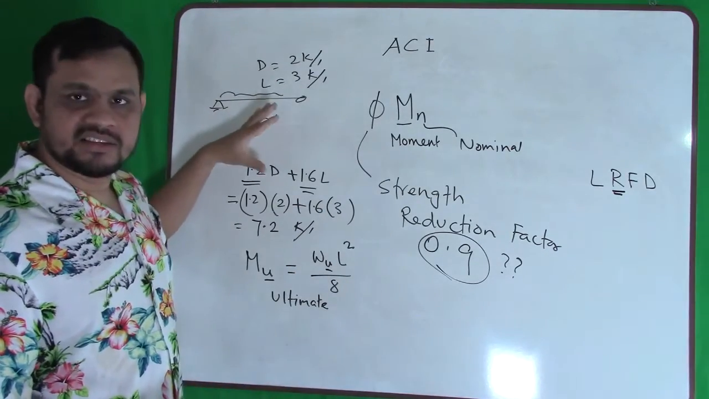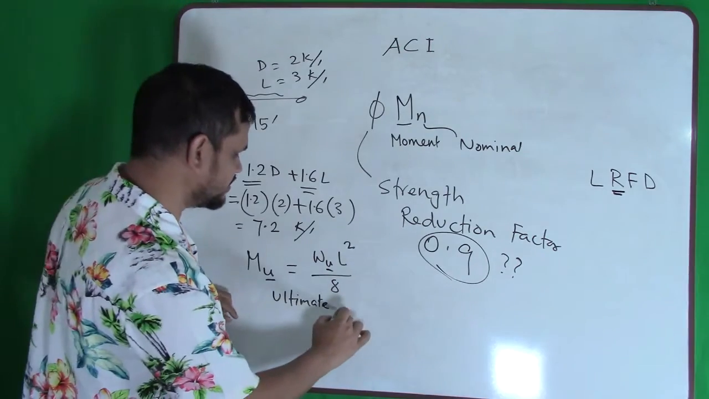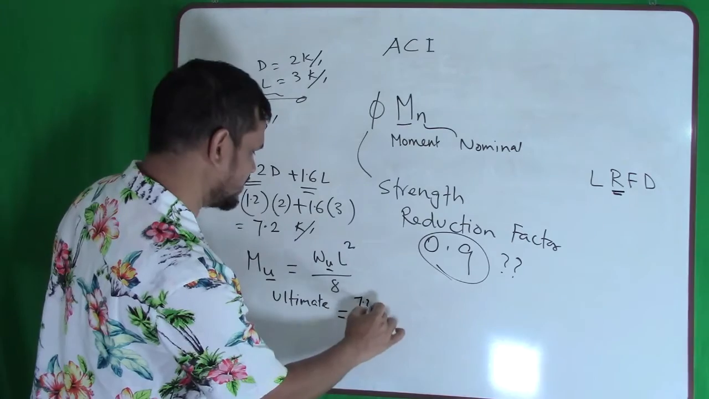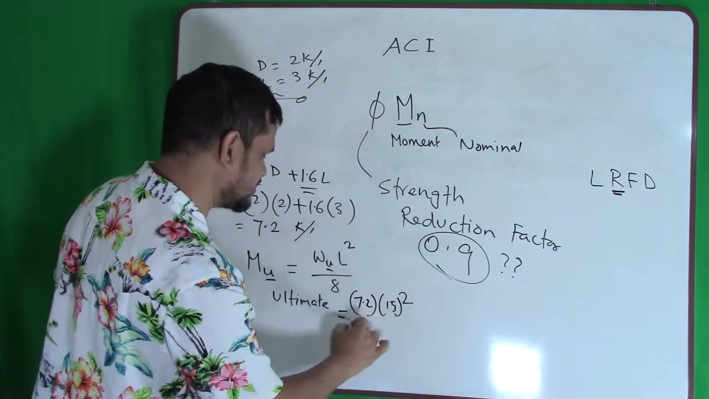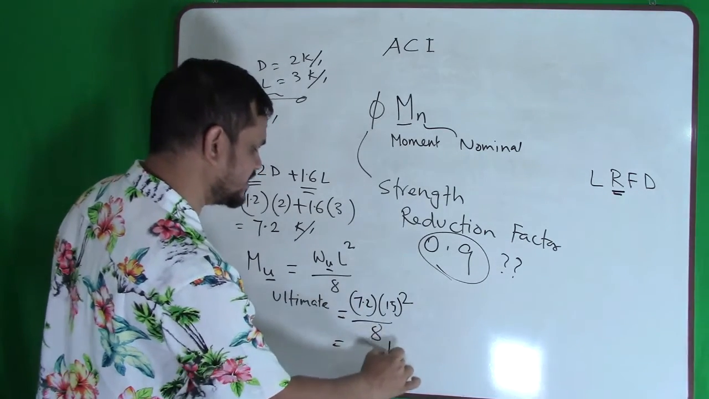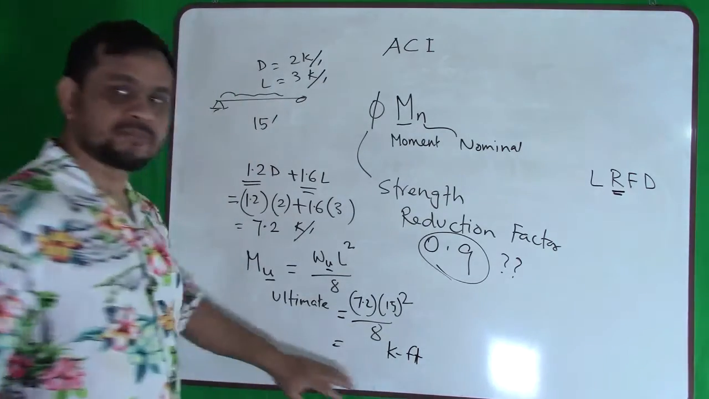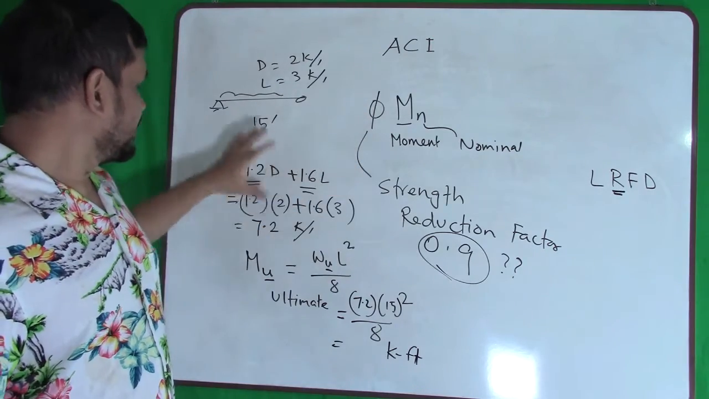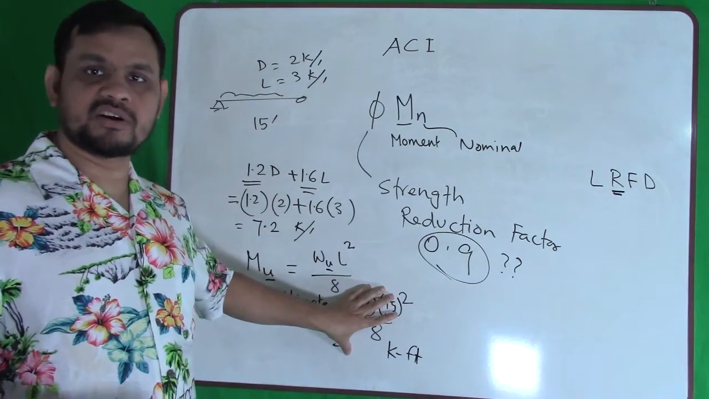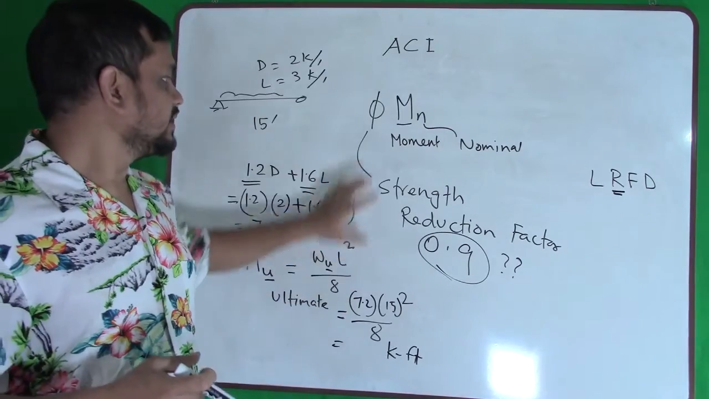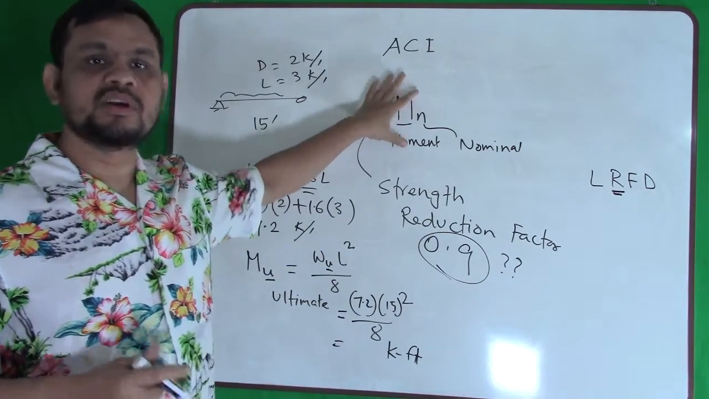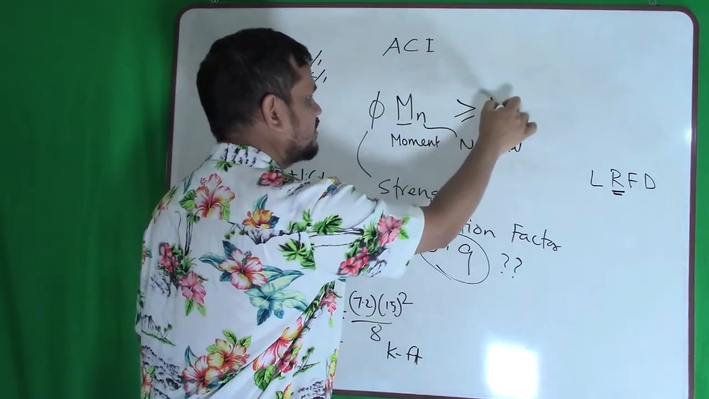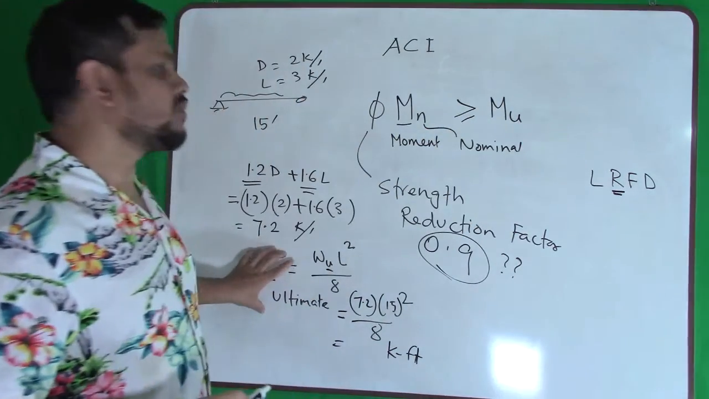If I analyze this beam, that is the maximum moment equation. So 7.2 times 15 squared, by 8. That is in kip feet. Now, what is the design? This is the actual factored moment in my beam. This is the capacity. So the design is that this capacity must be greater than or equal to this moment.